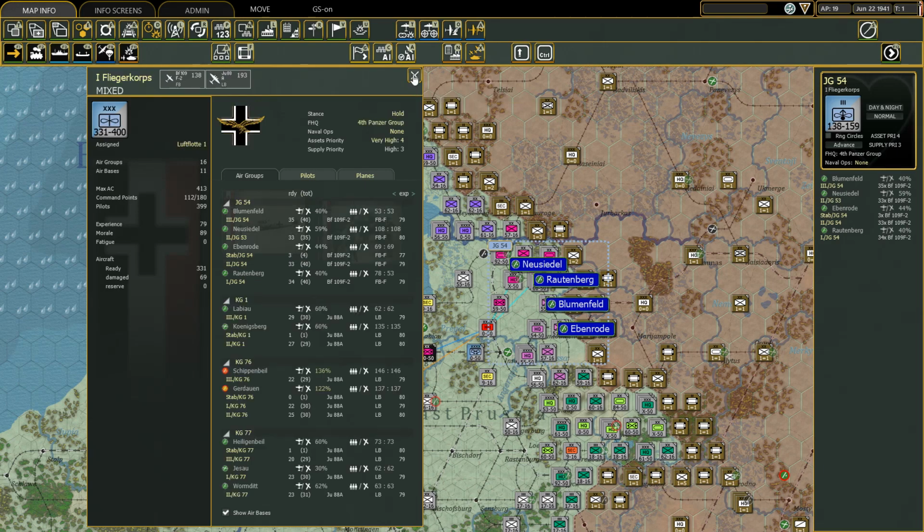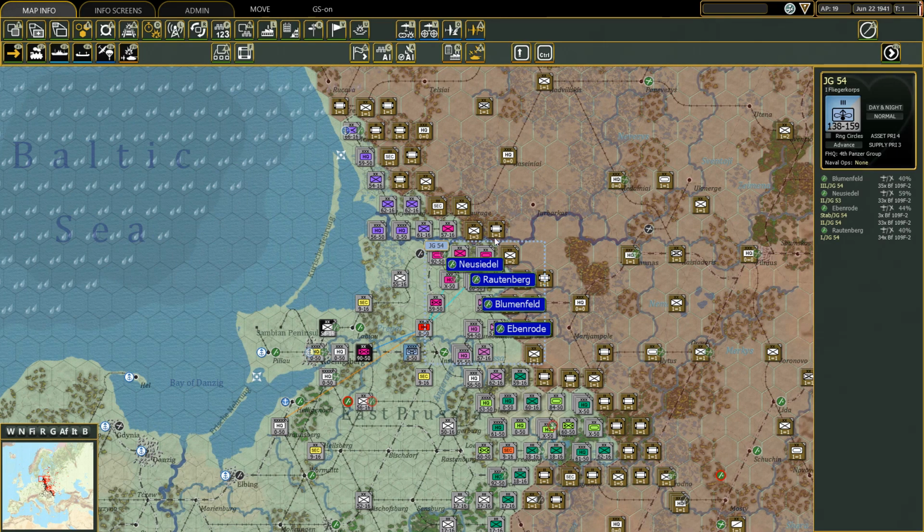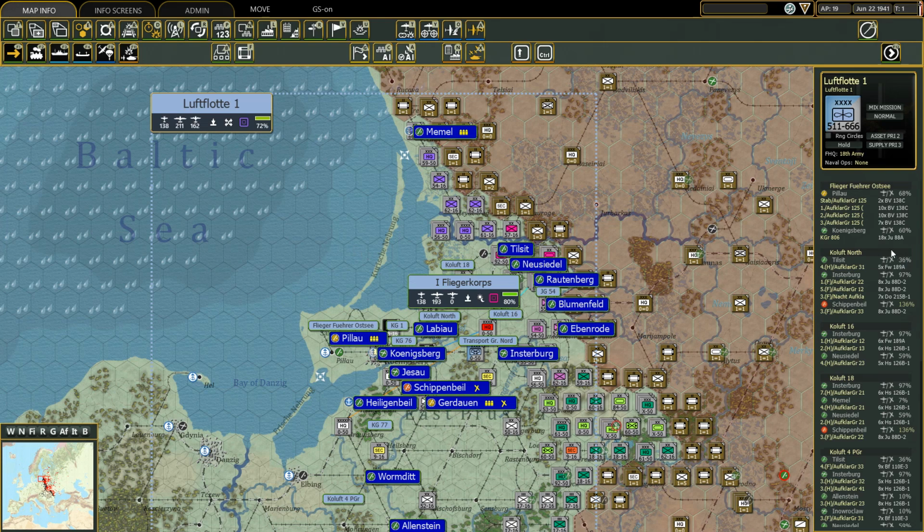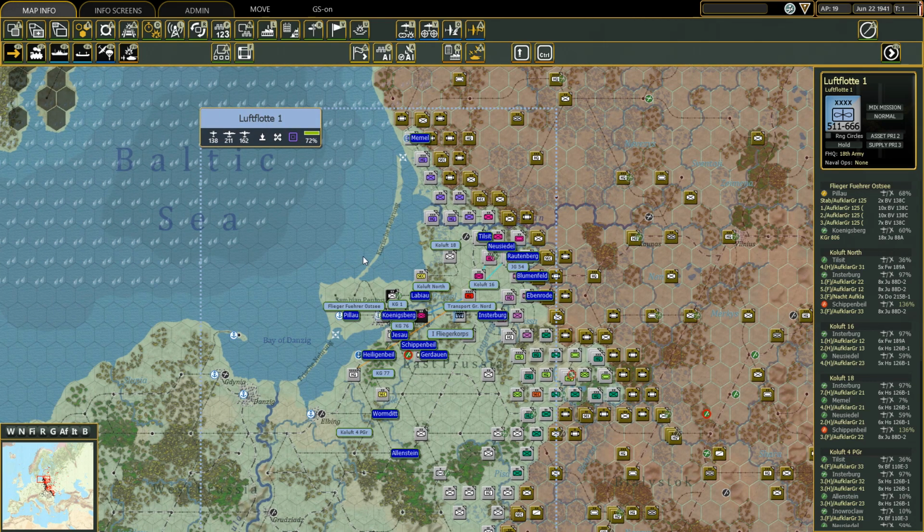Also, one thing that I did not mention at the very beginning is that, of course, if you select just the AOG of the Jagdgeschwader 54, you will see a much smaller rectangle and all of the air bases in which only the air groups of the Jagdgeschwader 54 are actually located. And we will talk separately about moving the AOGs from the map to the reserves and vice versa.